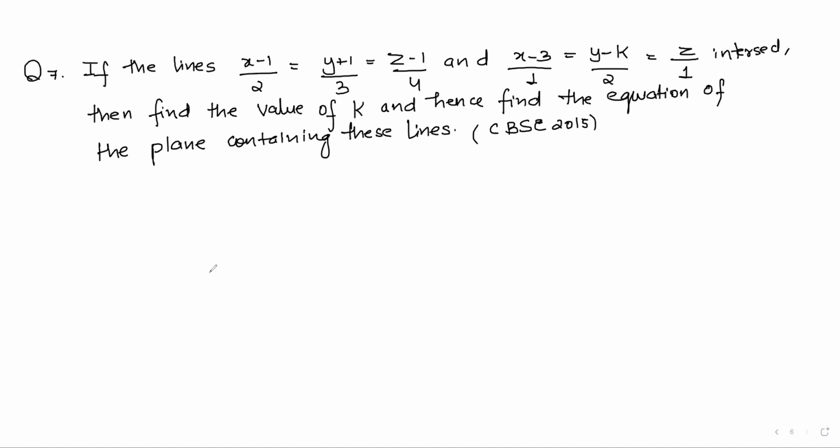The value of k is 9 by 2. Very good. Please find the equation of the plane. Five minus two y minus two x is equal to, very good. This is correct.